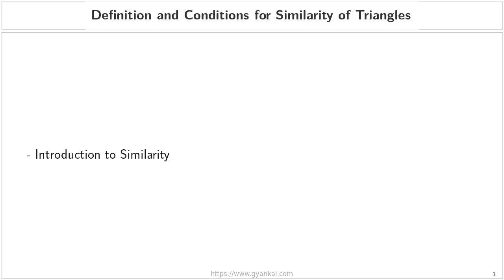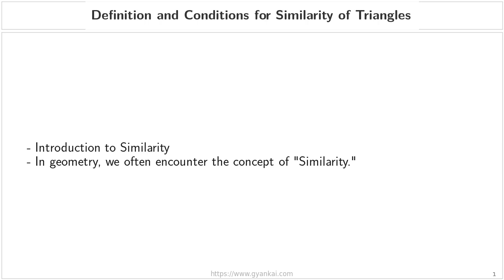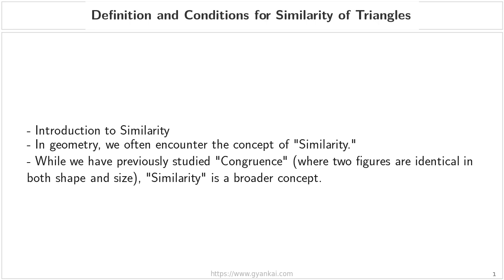Welcome, everyone. Today, we are going to begin a new topic in our geometry unit, the definition and conditions for similarity of triangles. To start off, let's look at the concept of similarity. In our previous lessons, we spent a lot of time studying congruence. You'll remember that when two figures are congruent, they are essentially carbon copies. They are identical in both their shape and their size. However, similarity is a much broader and more flexible concept.